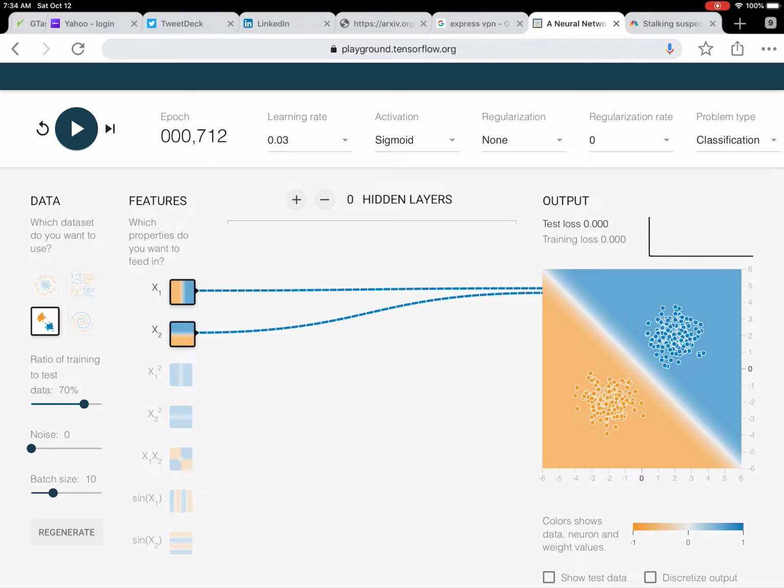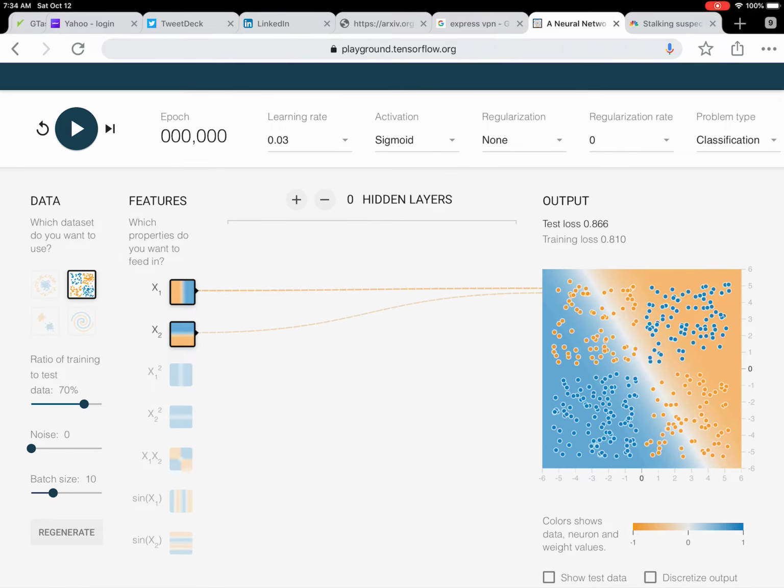We'll stop that there. And then what I want to do now is pick a different data set. Okay, so let's see, I pick this data set.